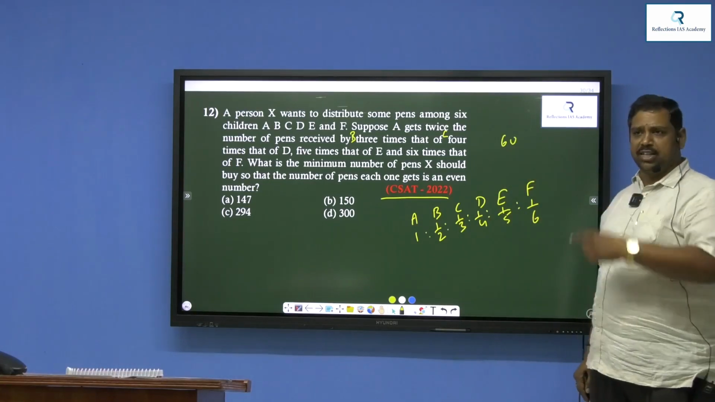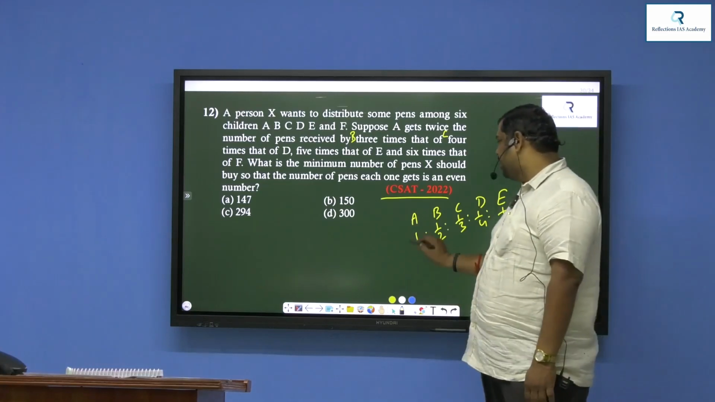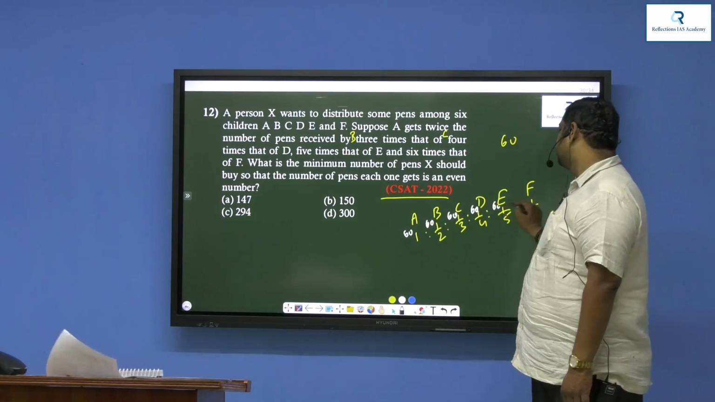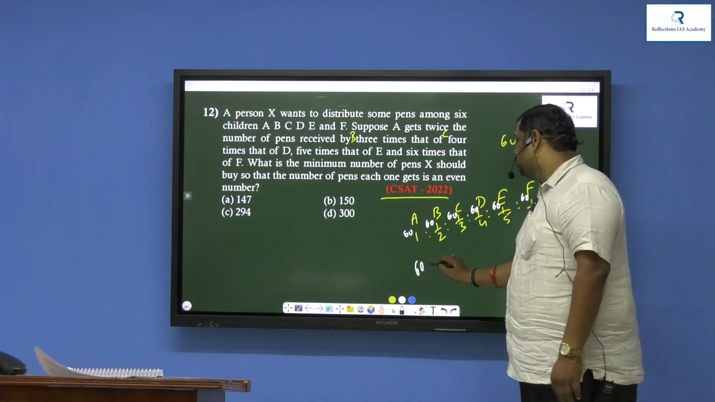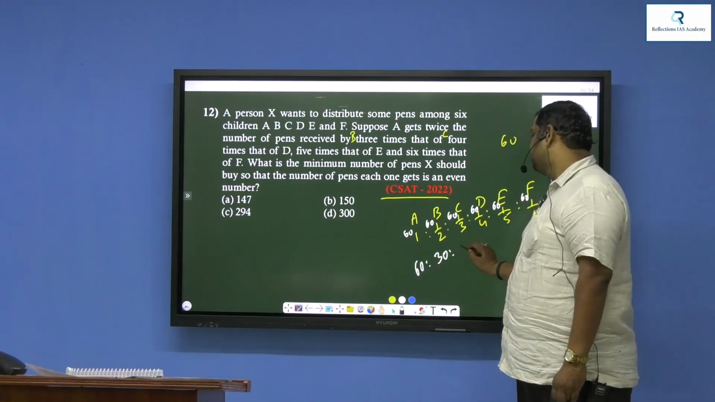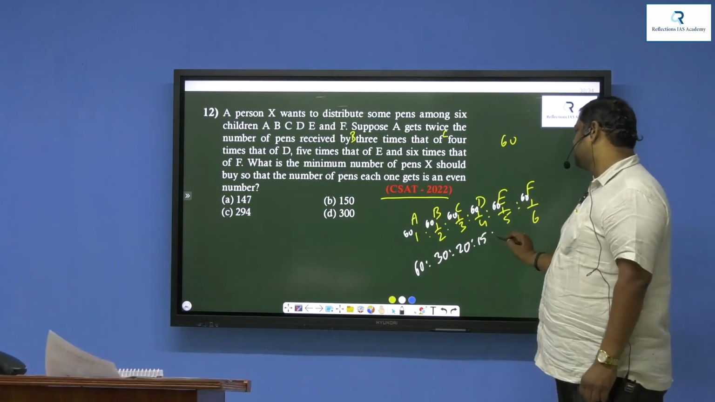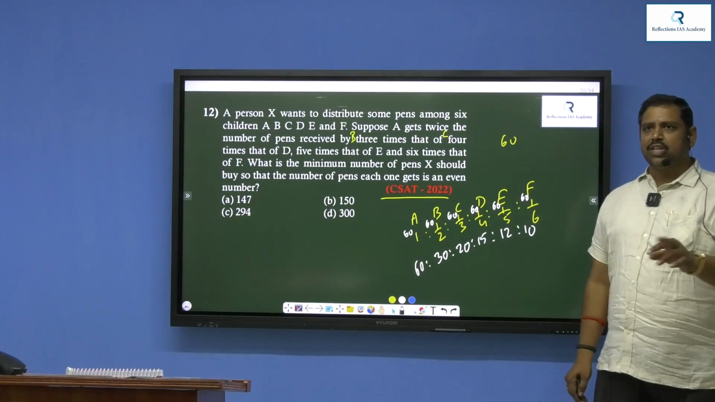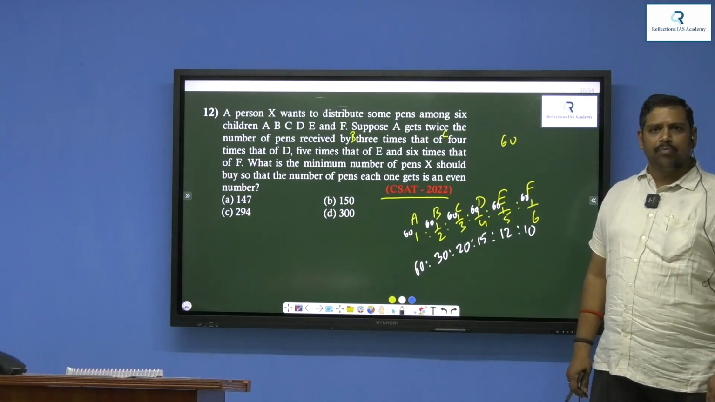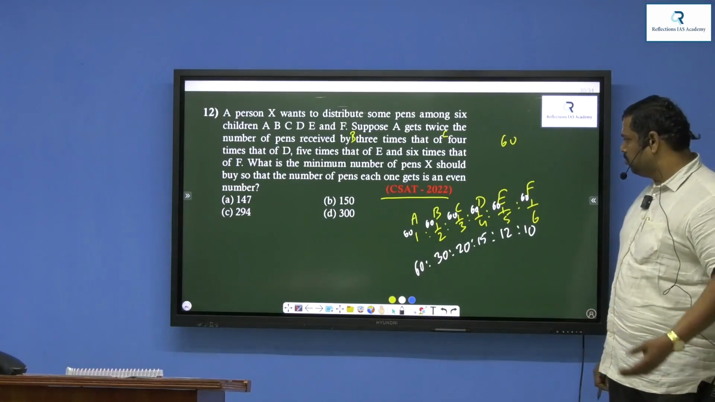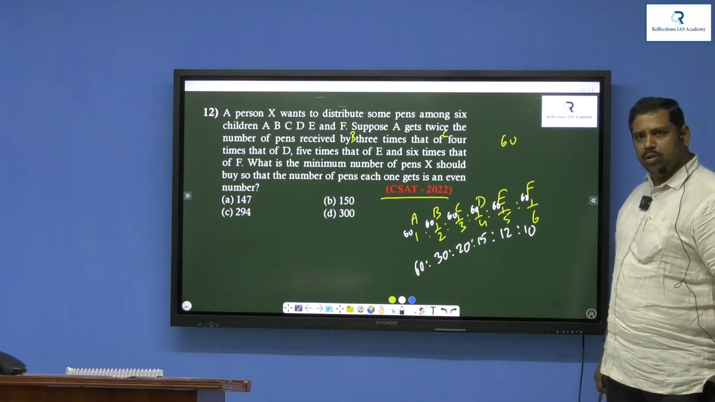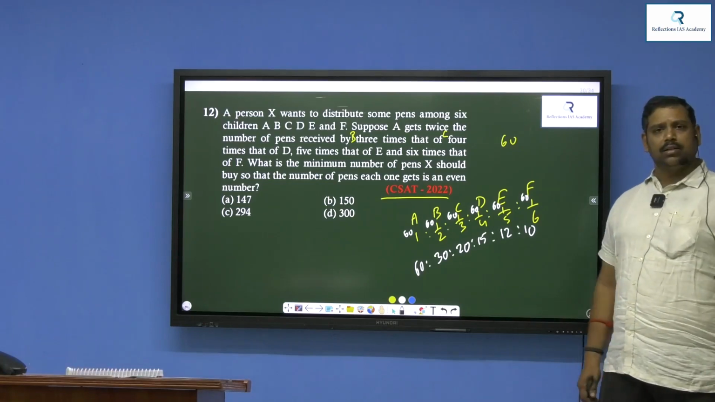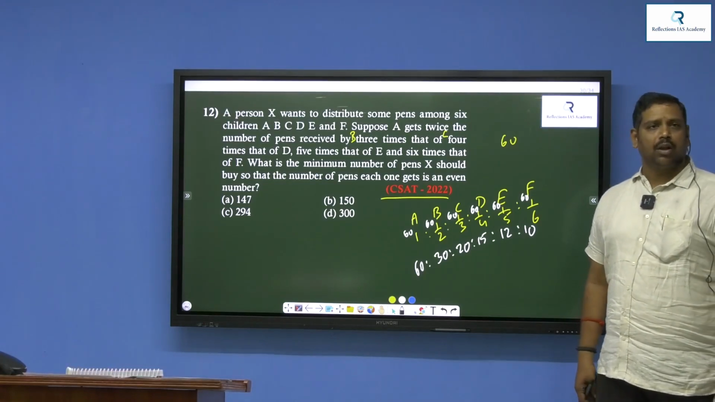I am multiplying each number by 60. 60 by 2 means 30, 60 by 3 means 20, 60 by 4 means 15, 60 by 5 means 12, 60 by 6 means 10. In this ratio, we have to distribute the pens. Yes or no? Any doubt? 60 by 2, 60 by 3, 60 by 4, 60 by 5, 60 by 6. Say yes or no? Okay, good.